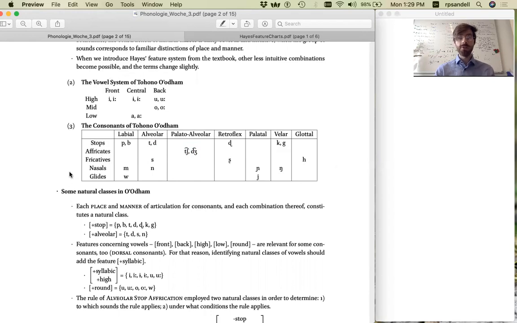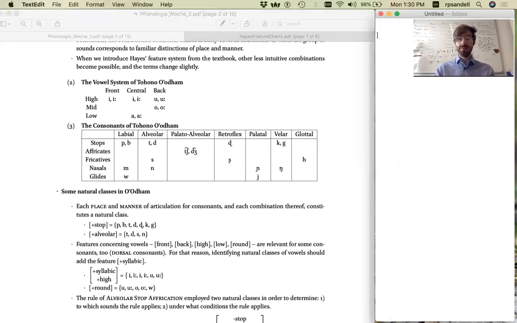So for instance, each possible pairwise combination of place and manner of articulation constitutes a natural class. So for instance, we can talk about all stops in the language, so the first row in the table of consonants as constituting a natural class. So that would be these two labial stops, p and b, the two alveolar stops, t and d, the retroflex stop, I'm going to copy that in since I can't remember the key combination to type that, and the two velar stops. So there we have one natural class.